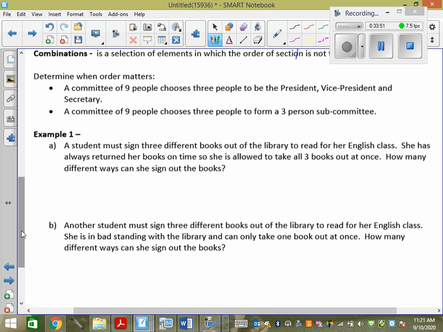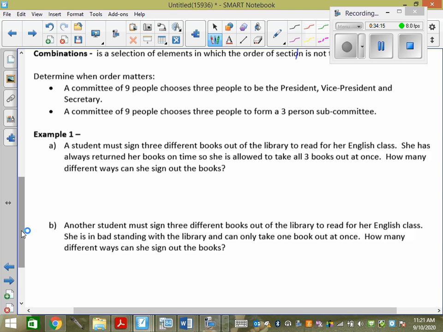So determine when order matters. So we have a committee of 9 people chooses 3 people. Now, stupid Crystal in grade 12, and I'm saying stupid Crystal in grade 12 because that was me, I cut myself down. Stupid Crystal in grade 12 did not understand perms and comps. I did not understand what was a perm and what was a comp, and that was a real problem because you're 50-50 guessing whether you use a P or a C, and that is a really bad place to be.